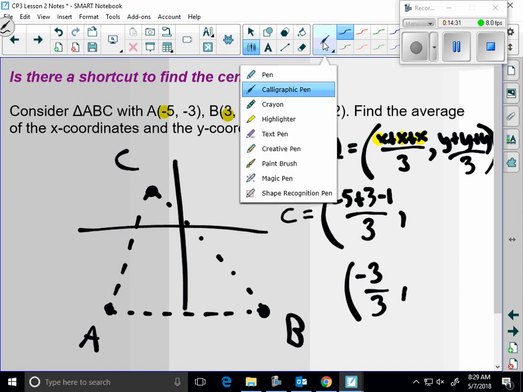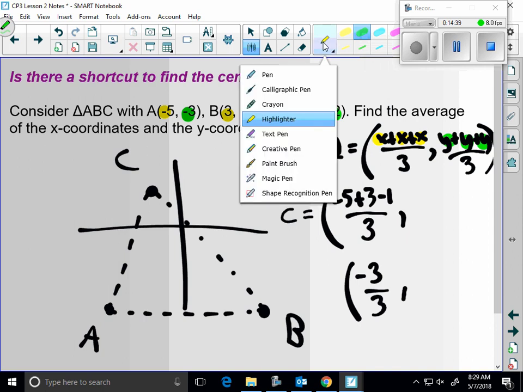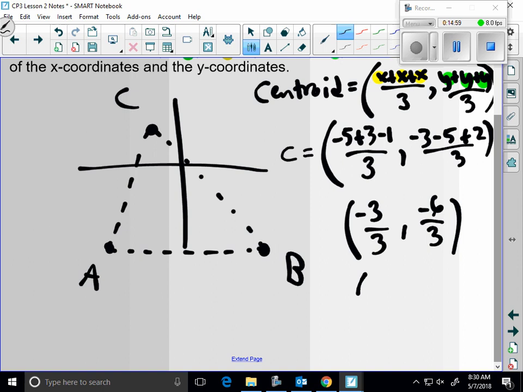Okay, and then let's do the same thing for the y's. So -3, -5, 2. -3, -5 is -8. -8 and 2 is -6. -6 divided by 3. What would that reduce to? -1, comma, -2. Let's plot that and see where it is.